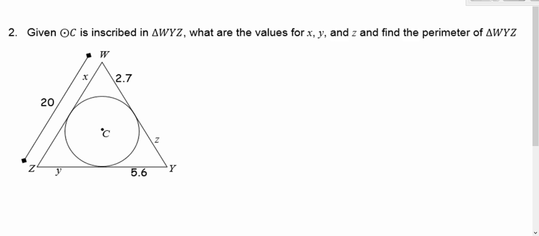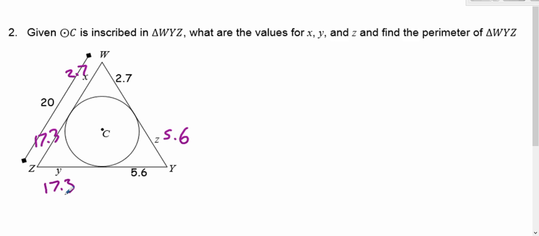So here we've got a circle inscribed in a triangle. All of those segments are tangents, which means all of the tangent segments to the same point are congruent. Since this is 5.6, z is 5.6, this is 2.7, so x is 2.7. Then the hardest side to find would be y here because we first have to subtract. If that's 2.7 and the whole thing is 20, that needs to be 17.3, 20 minus 2.7, which means y is also 17.3.